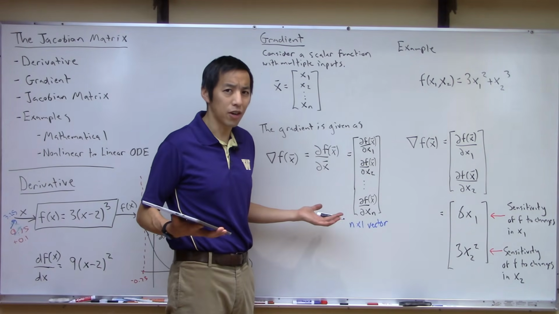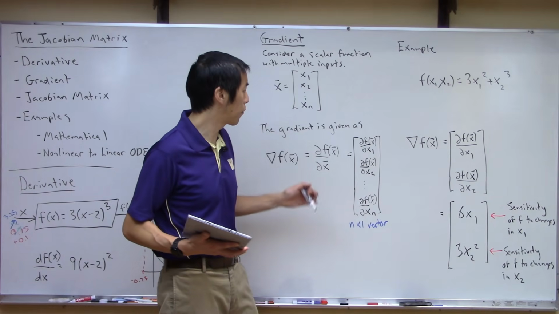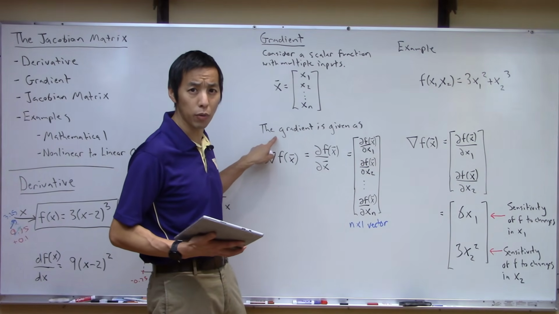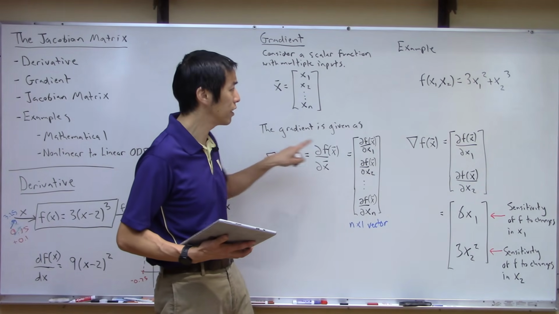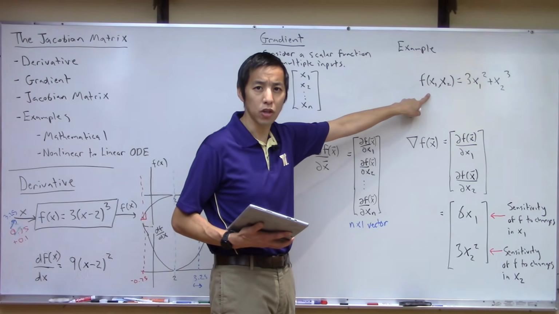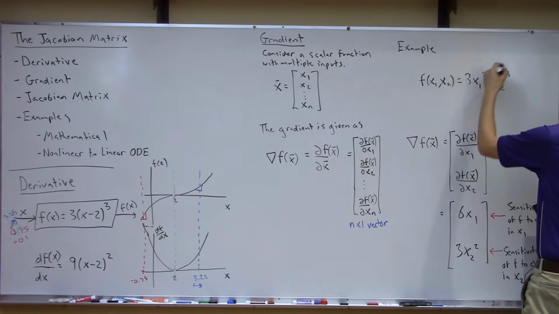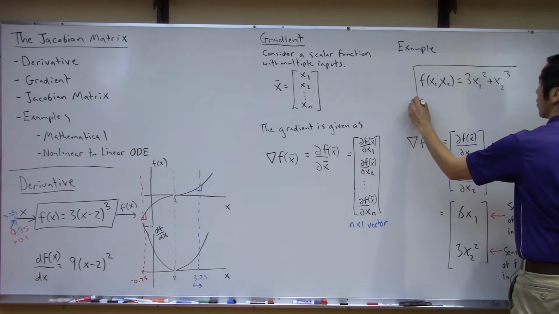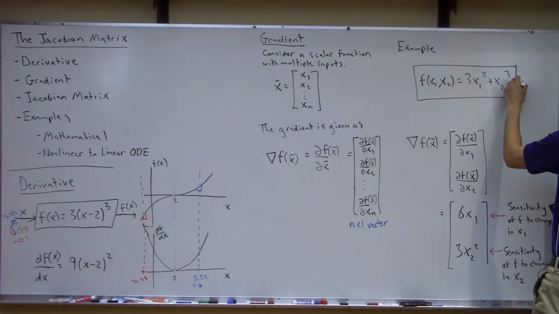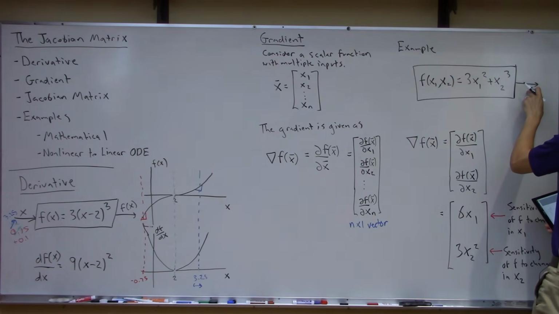So again, let's look at a concrete example just to drive this home. In fact, in this gradient video, where we discussed this gradient in a little more detail, this is the example function that I used. Just to refresh your memory, the way we can visualize this, it's still a scalar function, in the sense that it still outputs a single number.